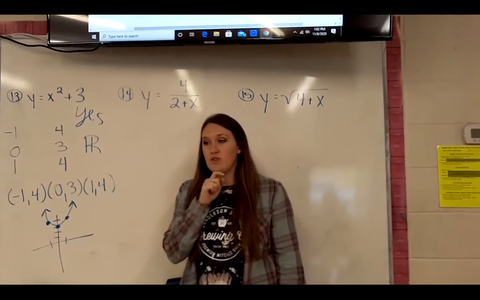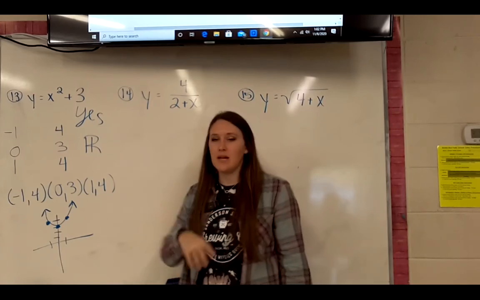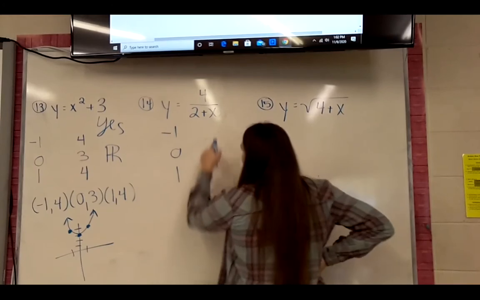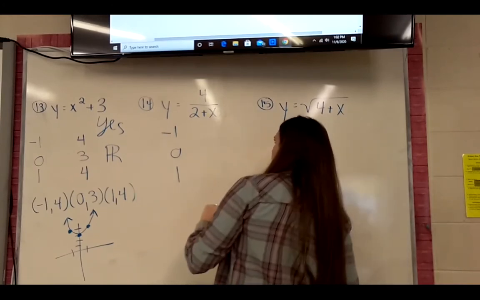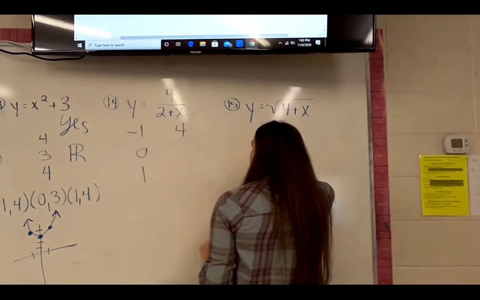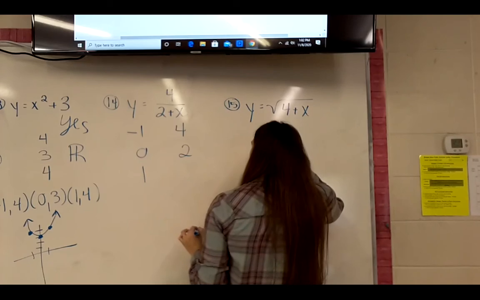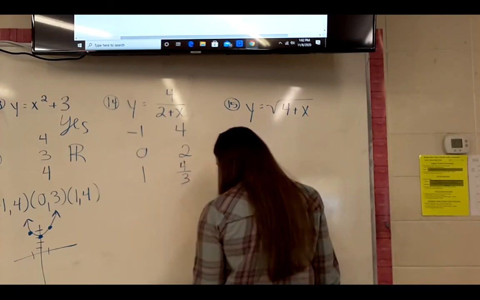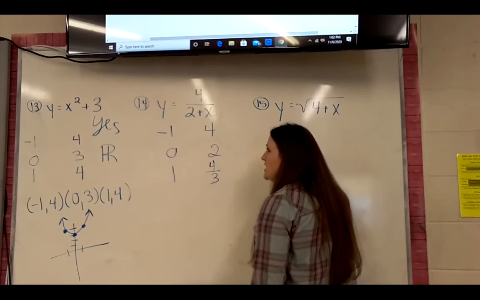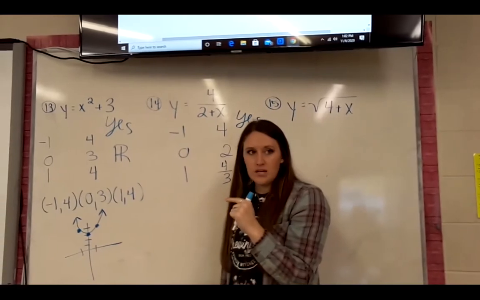Okay, on 14, since it's a fraction, we know we're going to have a stipulation. What can we not have with a fraction? A 0 on bottom. So we know that's going to mess with our domain. But other than that, let's go ahead and figure out if it could be a function. If I plug in -1, 2 plus -1 is just 1. 4 divided by 1 is 4. If you plug 0 in, you get 4 over 2, which is 2. If you plug 1 in, I'm just going to leave it at 4 divided by 3 for now. So is that a function? Yes, it's a function.